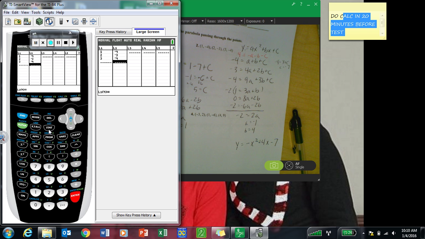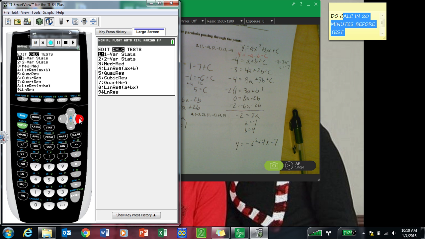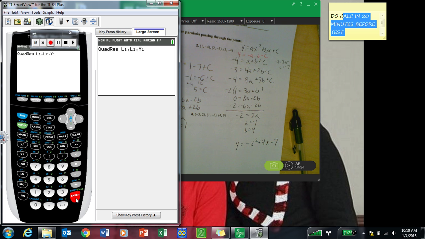And I want to calculate, stat calculate my quadratic regression, choice 5. And I'm going to store it in y1, and I'll show you what that means in a minute. Alpha trace y1 and calculate. I know that a is negative 1, b is 4, and c is negative 7 because I did it algebraically, but here it does it on the calculator.